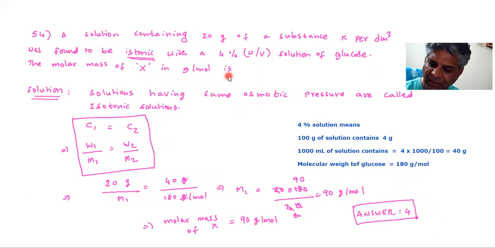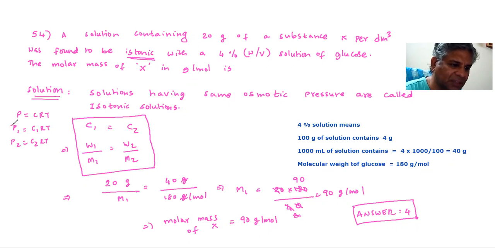And you know that the formula of osmotic pressure is P is equal to CRT. For two different solutions, P1 is equal to C1 RT, and P2 is equal to C2 RT. This is for another solution. But isotonic solutions means solutions having the same osmotic pressure. Osmotic pressure will be the same. The temperature is also the same. Gas constant is the same.